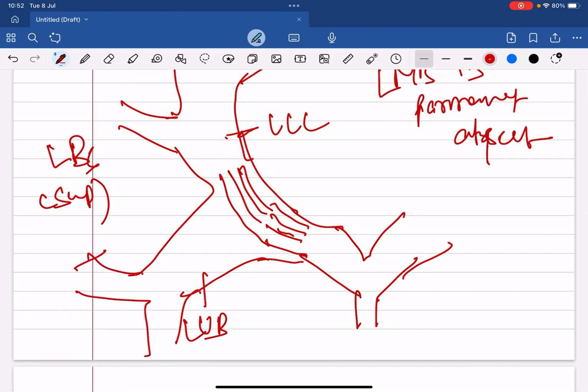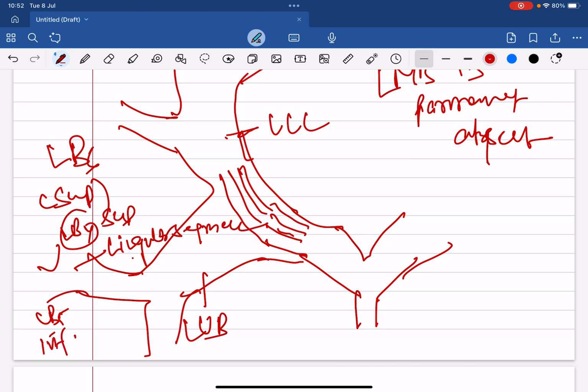This is basically the lingular segment. Lingular is further divided into LB4 and LB5, superior lingular and inferior lingular.